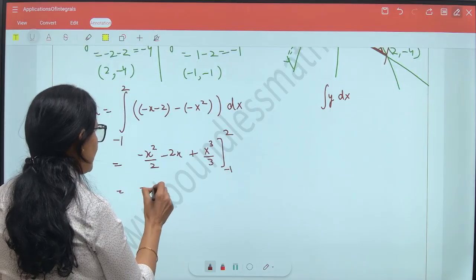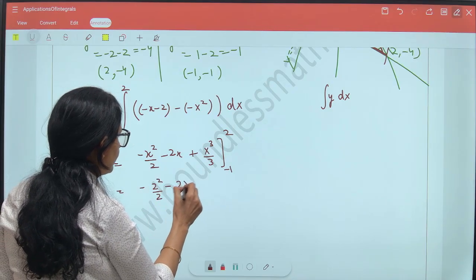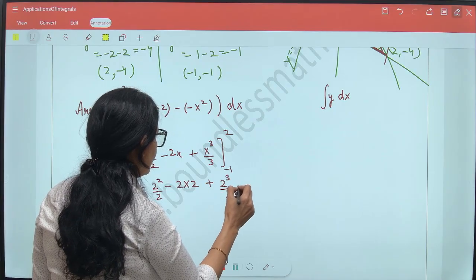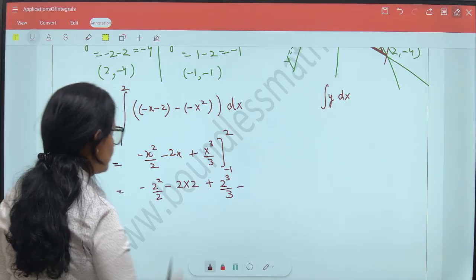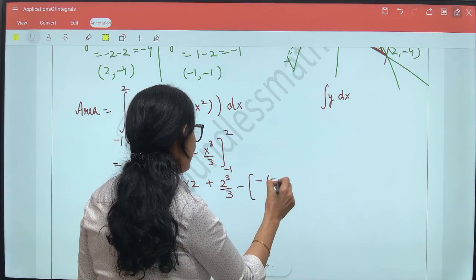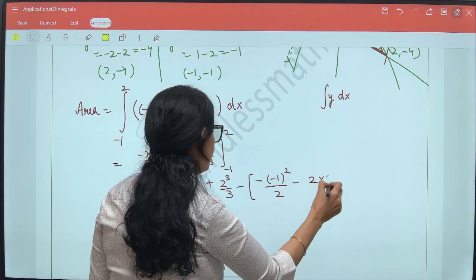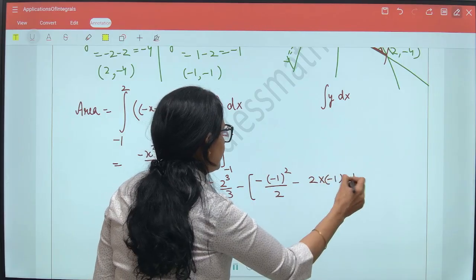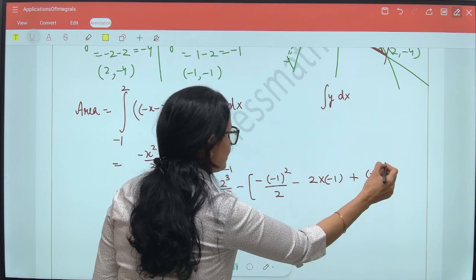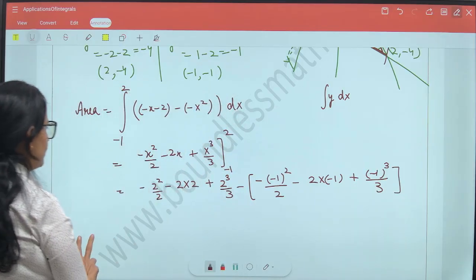So this is minus 2 square by 2 minus 2 into 2 plus 2 cube by 3, and then the lower limit is minus 1. It is not 0, so don't make a mistake here. So it is minus of minus 1 square upon 2 minus 2 into minus 1. Take care of the sign when a negative limit is there, whether it is lower limit or upper limit. Take care of negative exponents.